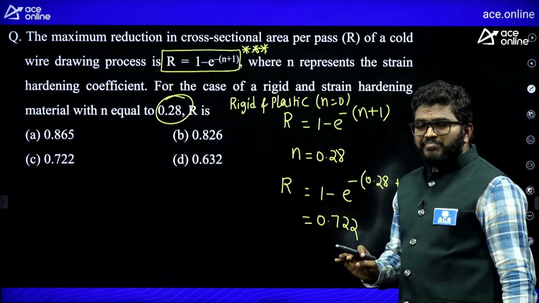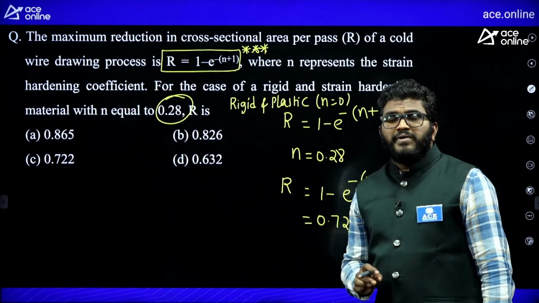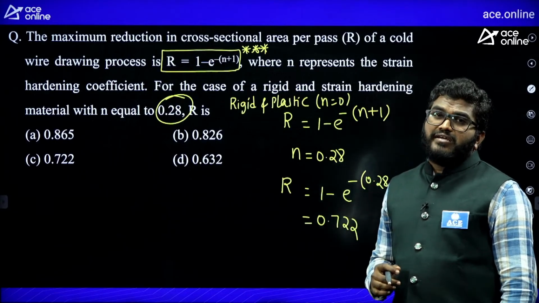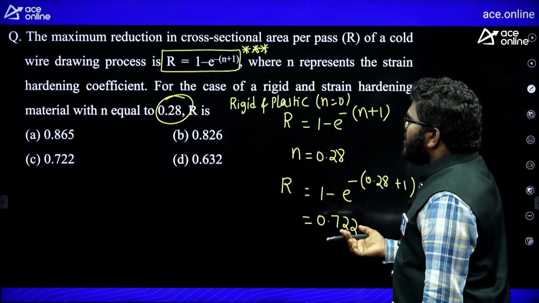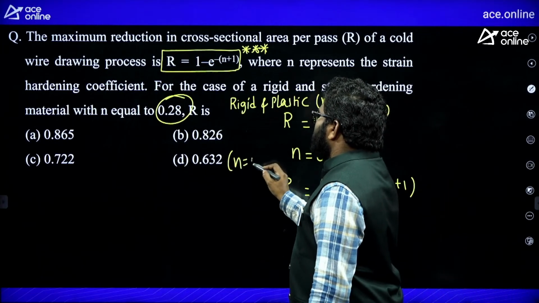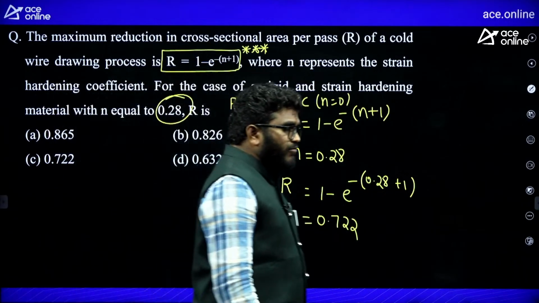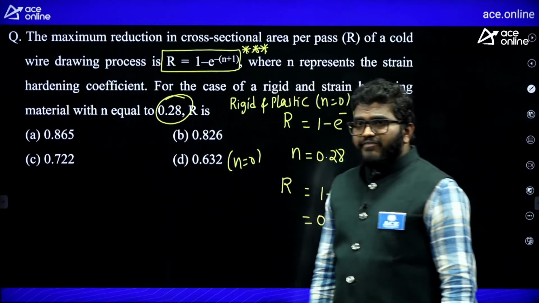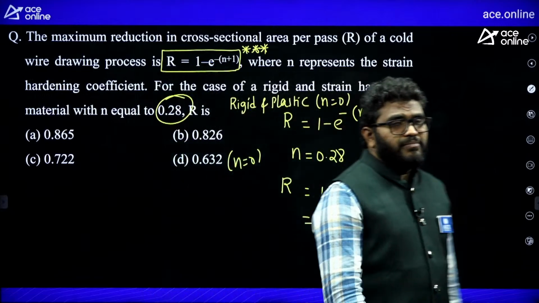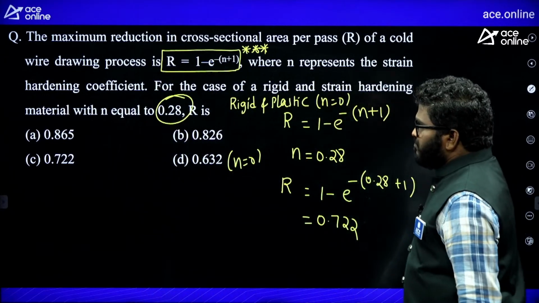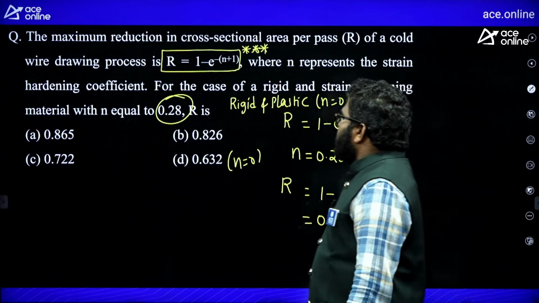I modify that question. So n is not given, but it is said in the statement: rigid and plastic material. For rigid and plastic material, the strain hardening exponent is 0. So if I substitute n equal to 0, I will get 63.2. That is important. In a wire drawing process, especially for a rigid and ideal wire drawing operation, the maximum possible reduction for rigid and plastic metal is 63.2. Okay? Right. Next question.